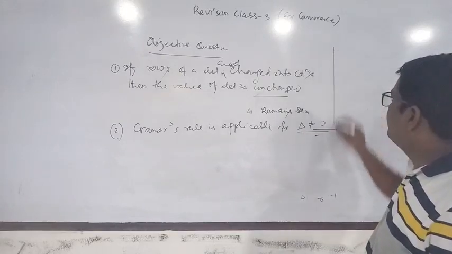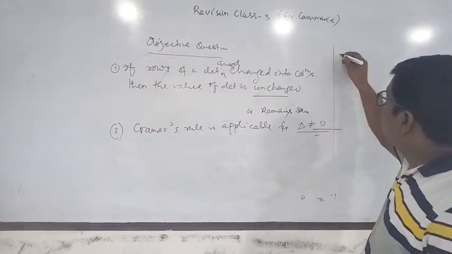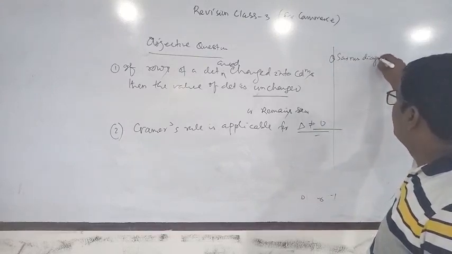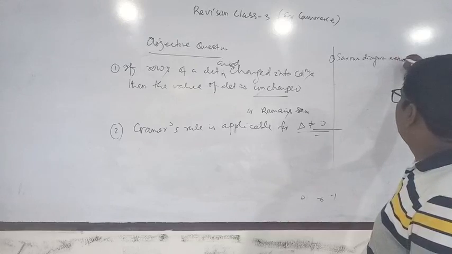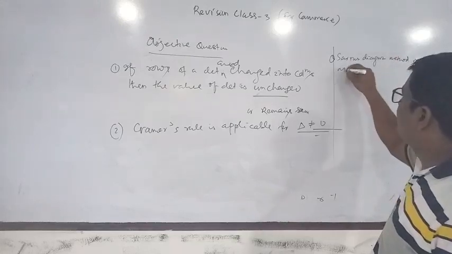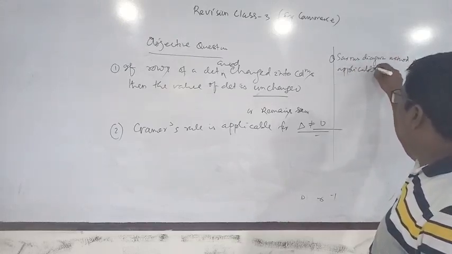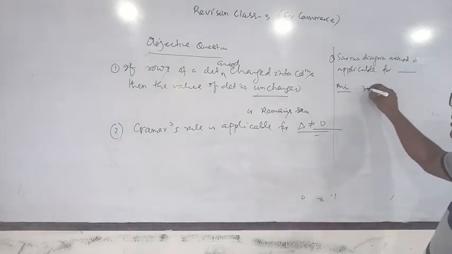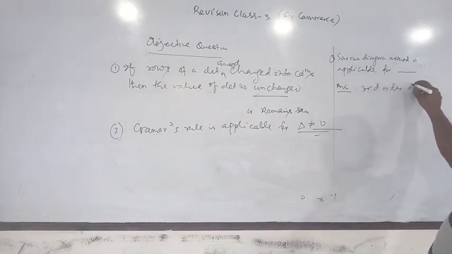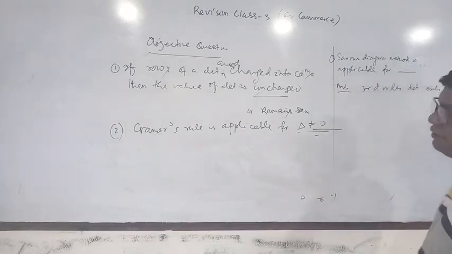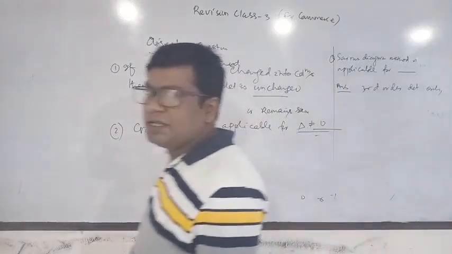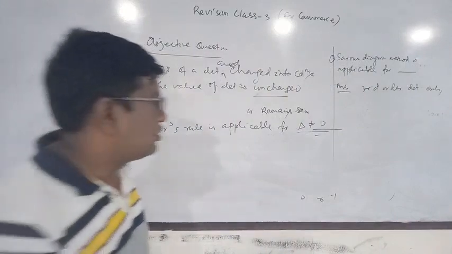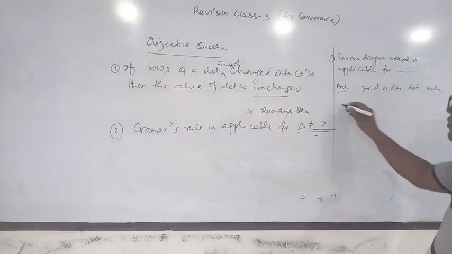Okay. Another question. Sarrus diagram method. Sarrus diagram method is applicable for dash. So the answer is: for third order determinant only. All the properties are objective questions. Suppose you are given another question.